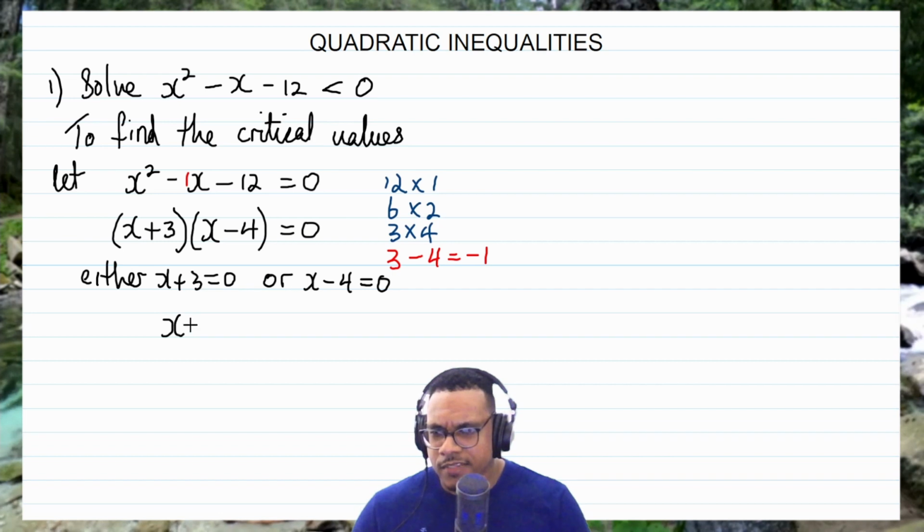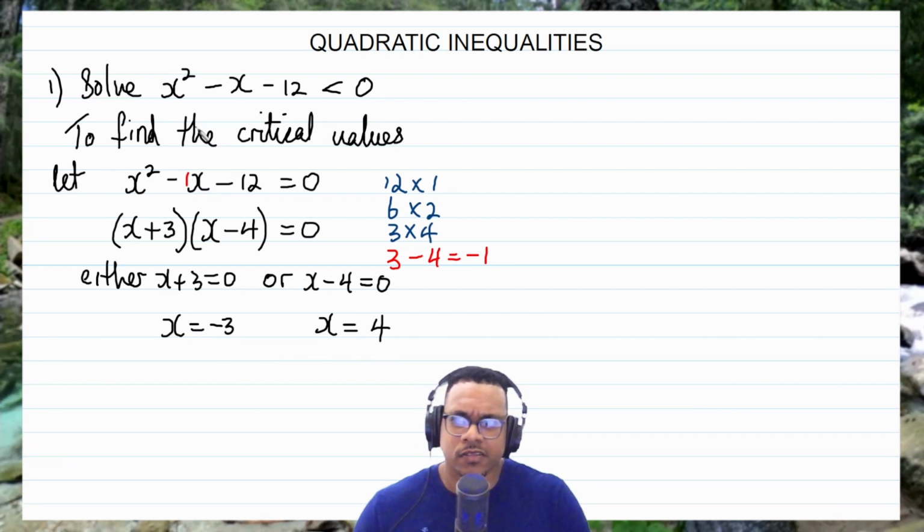So transferring this positive 3 across the equal sign, the sign in front of it will change from positive to negative. And now 0 is nothing. So you'll simply get x is equal to negative 3. And on this side we have the negative 4, and we transfer it across the equal sign, and the sign in front of it will change from negative to positive. So we'll get x is equal to positive 4. So these are my critical values.